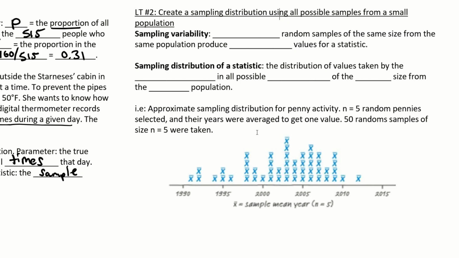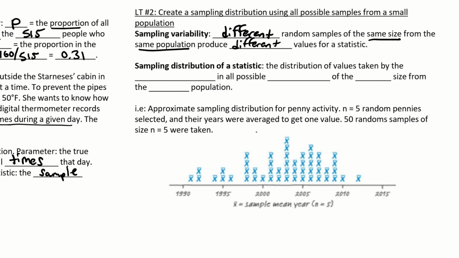So it refers to the fact that different random samples of the same size from the same population produce different results, or different values for a statistic. Okay, so that's referred to as sampling variability, and it's just a fact of life that you're going to have something different every time you take a sample.